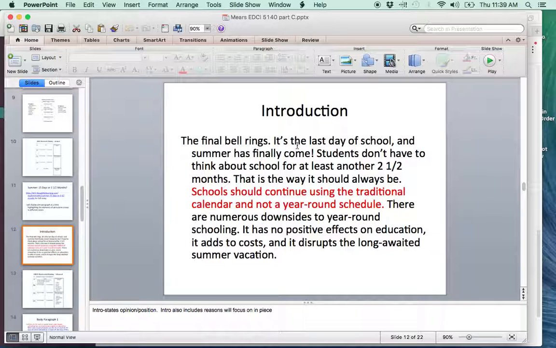The final bell rings, it's the last day of school, and summer has finally come. Students don't have to think about school for at least another 2.5 months. That is the way it should always be. School should continue using the traditional calendar and not a year-round schedule. There are numerous downsides to year-round schooling. It has no positive effects on education, it adds to costs, and it disrupts the long-awaited summer vacation.